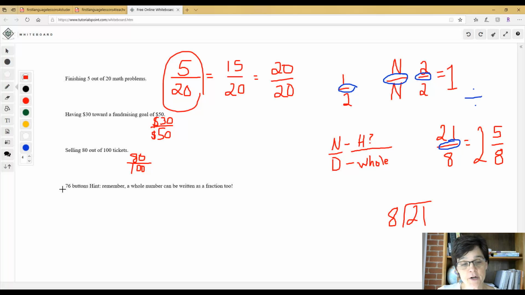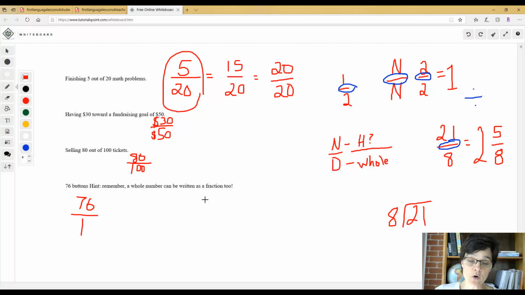Okay, now right here, this is 76 buttons. That's all it says, but then it says hint. Remember, a whole number can be written as a fraction too. Okay, so we'll say if we have 76, that is how you write a whole number as a fraction.